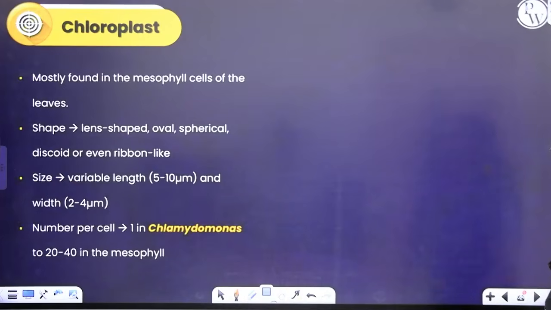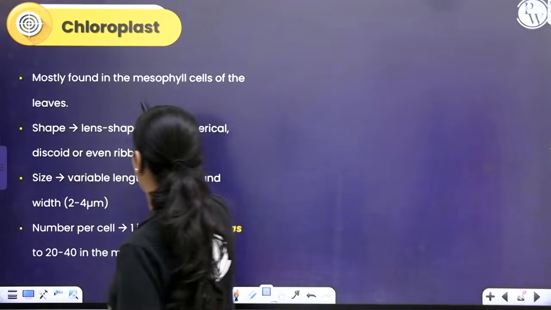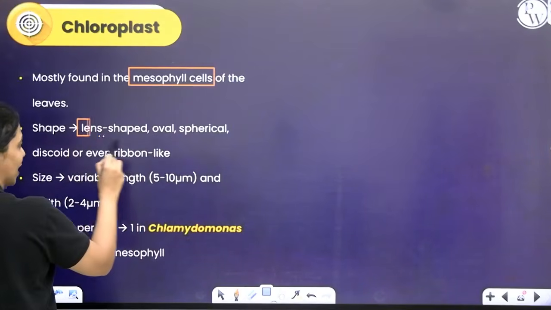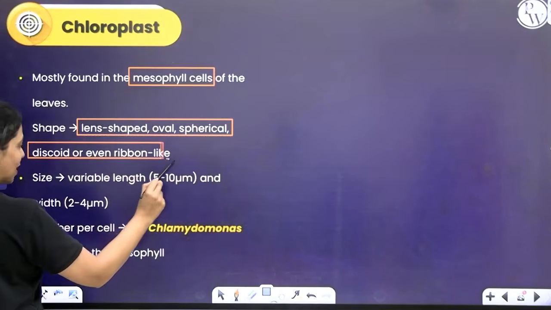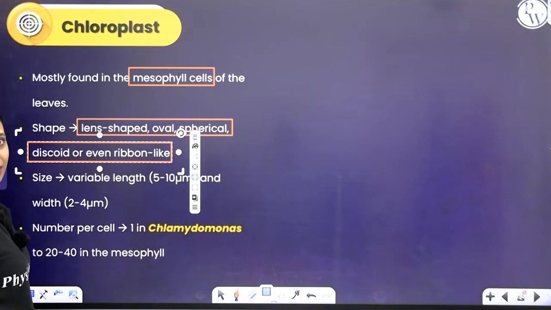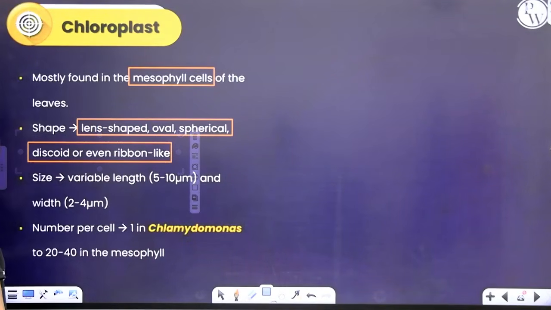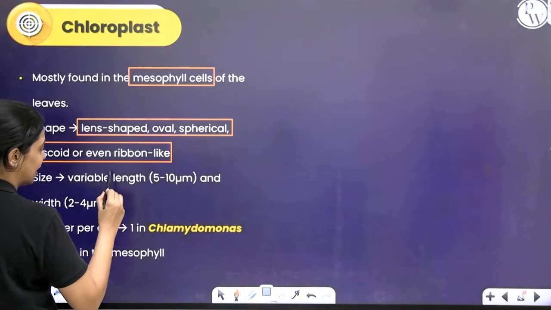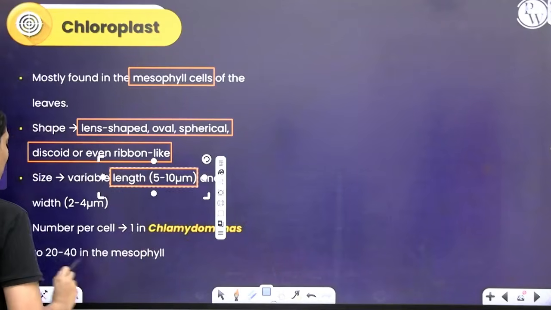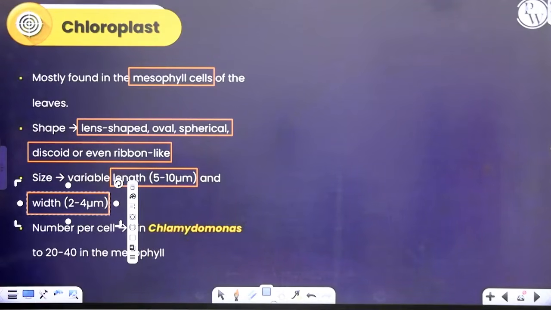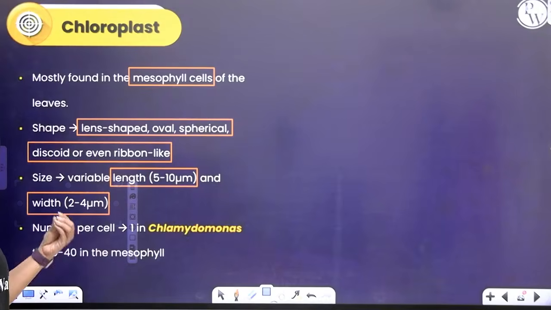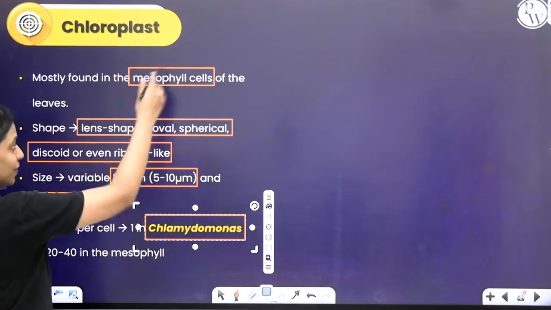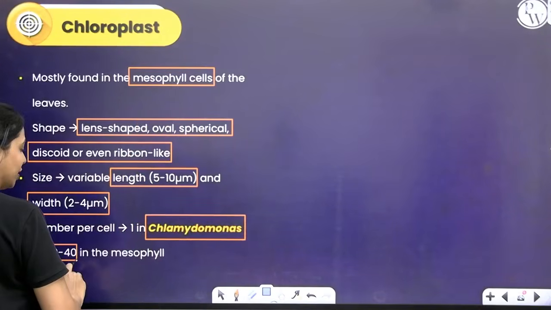So, chloroplast is mostly found in the green parts of the plant. In the mesophyll cells of the leaves, we know about it. Its shape varies from lens shape to oval to spherical to discoid and sometimes even ribbon-like. We've learnt about this in the chapter Plant Kingdom as well under algae. Size is variable, slightly larger than mitochondria, I told you. The length varies between 5 to 10 microns and the width varies between 2 to 4 microns. Number is variable. In some cells, per cell there will be only one chloroplast, as in the case of Chlamydomonas. But in the mesophyll cells, you can find as many as 20 to 40 chloroplasts.